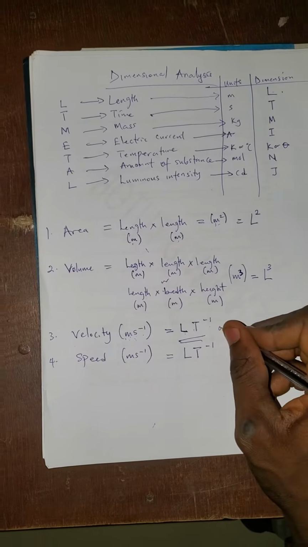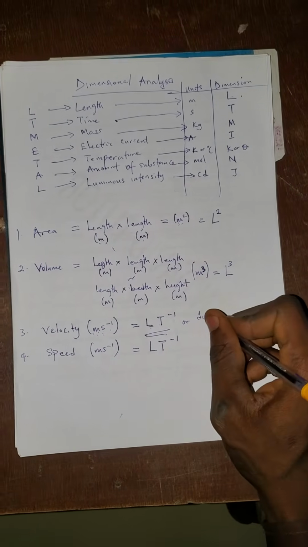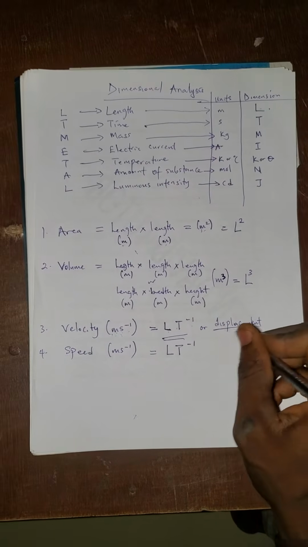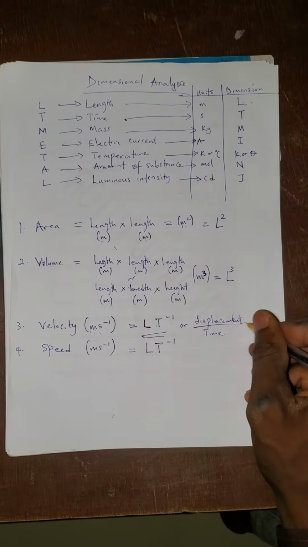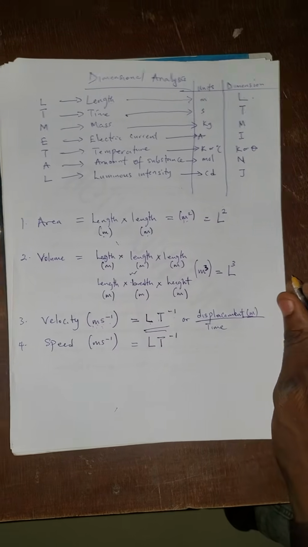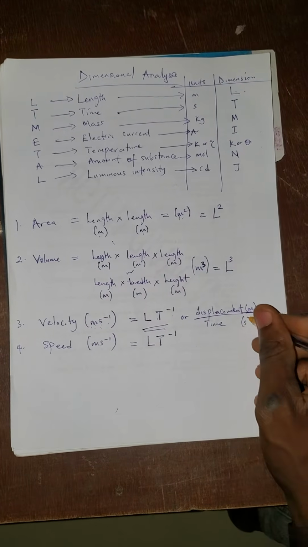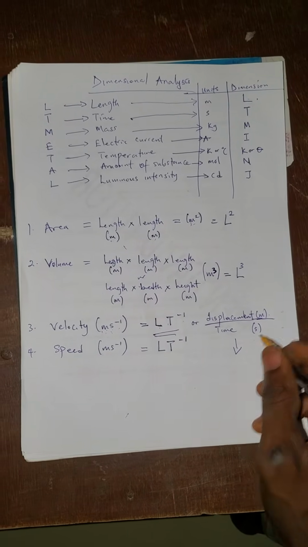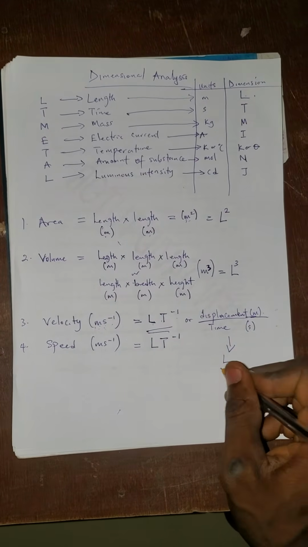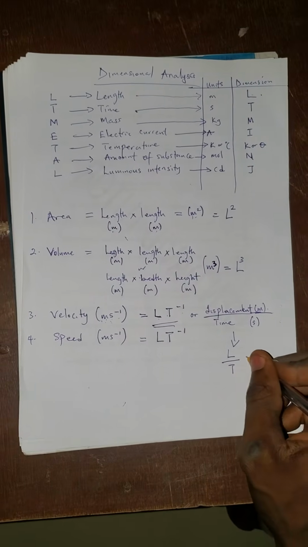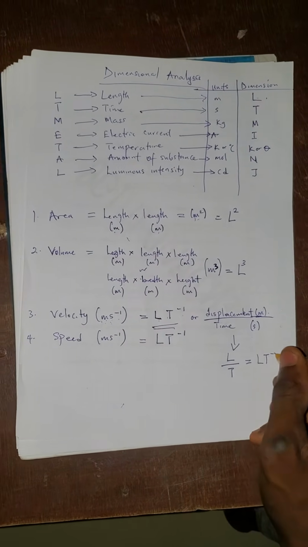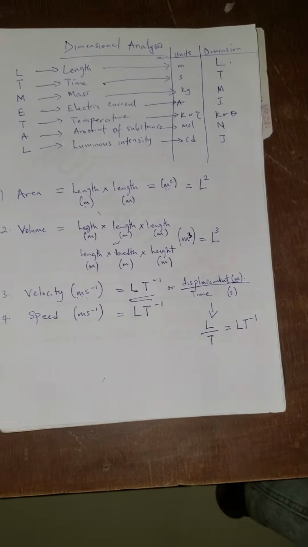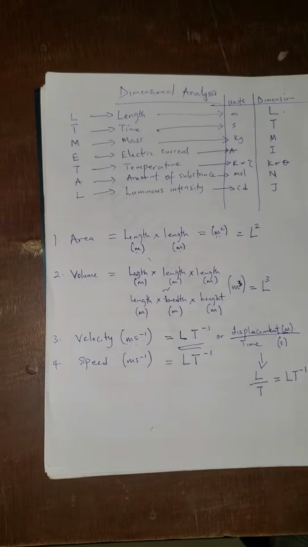Or if you use their formula. If you use the formula method, don't forget that velocity is displacement over time. Displacement is measured in meter, time is measured in seconds. So since displacement is meter and its dimension is L, over time, which is seconds, and that's T, this is also LT raised to minus 1. So you can either use the formula or you use their units.